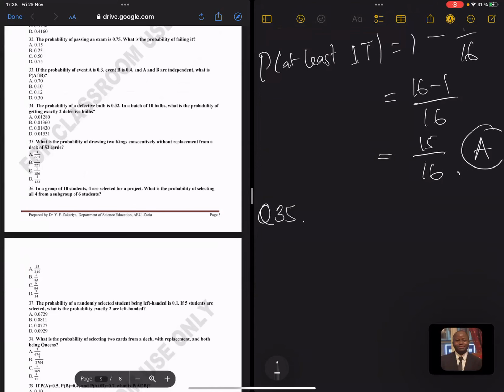Let's go to our main question, 35. What is the probability of getting two kings consecutively without replacement from a deck of 52 cards? Conditional probability, right? Probability of getting two kings consecutively without replacement. Okay, so this is going to be probability of two kings.